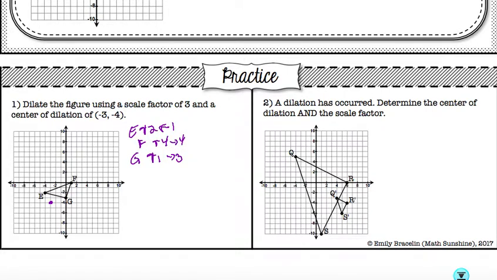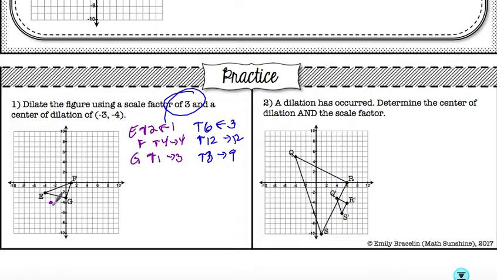Alright, so we're going to use those numbers. We're going to figure out what happens when you have a scale factor of 3. Multiply by 3. 2 times 3 is 6. 1 times 3 is 3. 4 times 3 is 12. 4 times 3 is 12. 1 times 3 is 3. And 3 times 3 is 9. Okay, so we're going to use these numbers, and that's how we're going to graph our image.